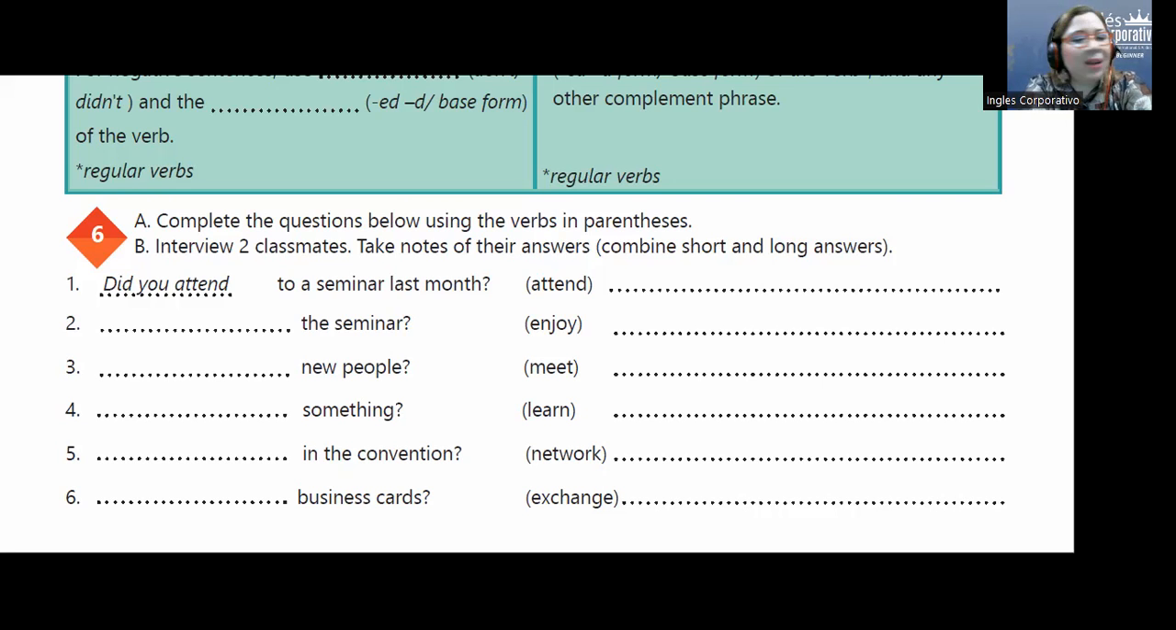Ahí acordémonos que si vamos a hacer una respuesta larga positiva, vamos a decir, yes, I networked, tiempo pasado, sin el did. Did es didn't, solo para el negativo vamos a contestar en respuesta larga. Y si es una respuesta corta, entonces solo yes, I did. ¿Ok? Bien. Okay, did you exchange business cards? Yes, I did. Excellent. Thank you very much.